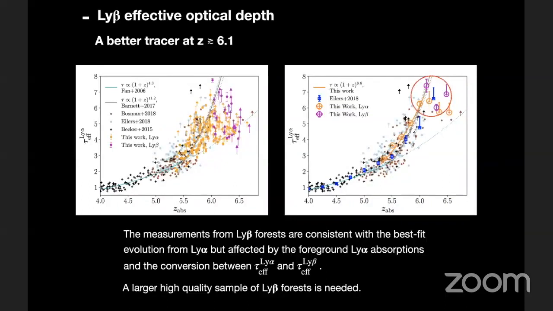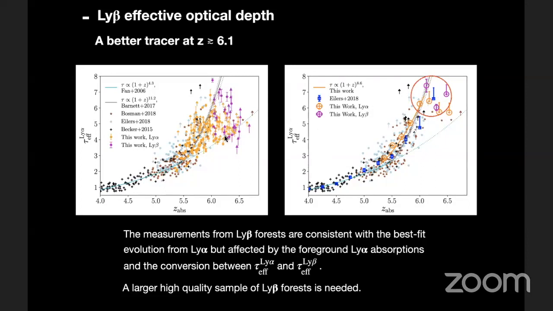So that's why I'm using the Lyman beta forest, which is more sensitive to the high neutral fraction IGM. Using the Lyman beta forest, I measure the effective optical depth in the same way from both individual and stacked spectra. I first measure the observed Lyman beta effective depths, and then convert them to Lyman alpha effective depths by subtracting the foreground Lyman alpha absorption and applying a conversion factor between Lyman alpha and Lyman beta, in order to compare our Lyman beta result with the Lyman alpha result.